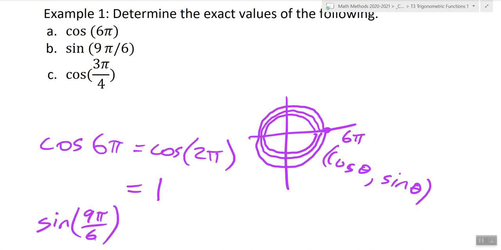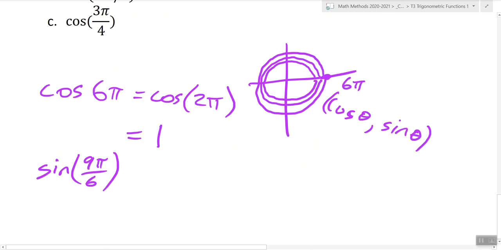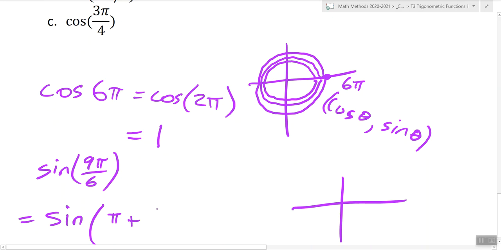Okay, but what's happened? So we're trying to find the equivalent fraction. Okay, so it's 9 pi over 6 is equal to pi plus pi over 2. Does that make sense?